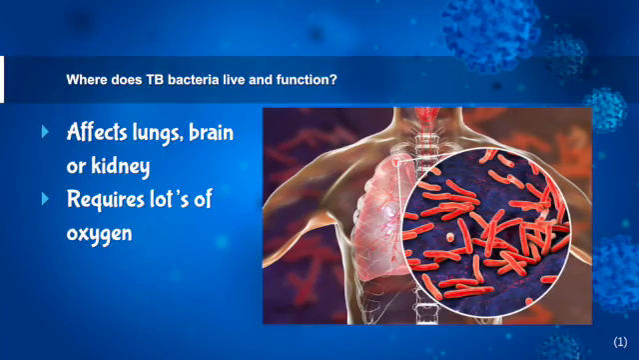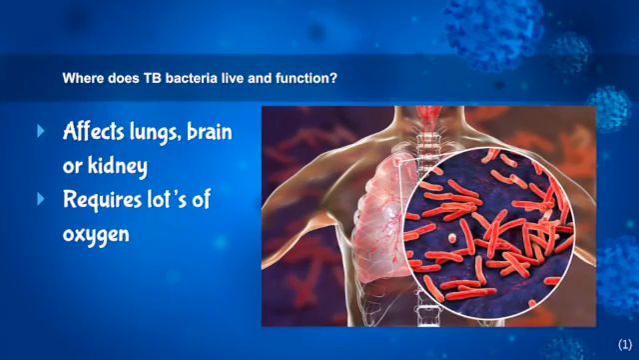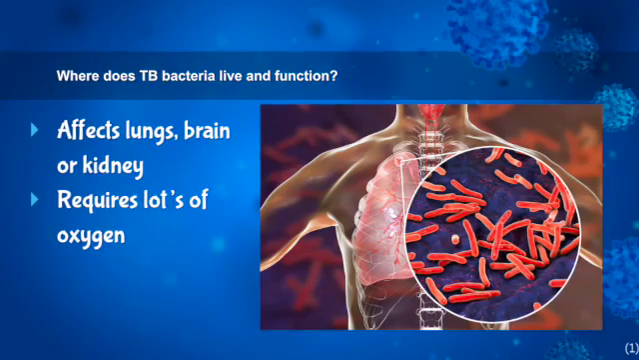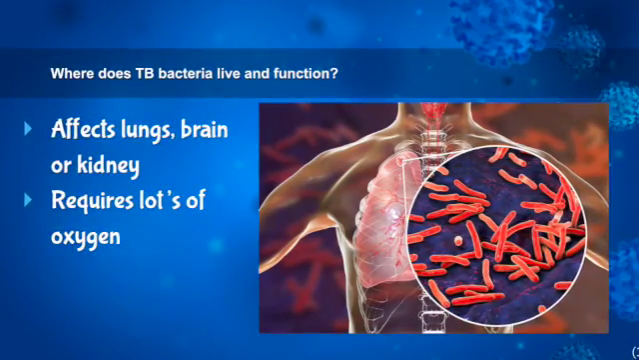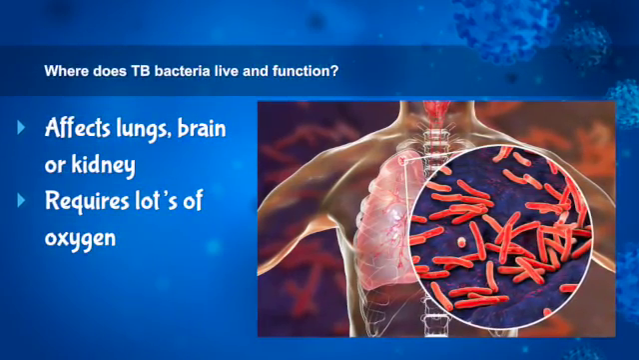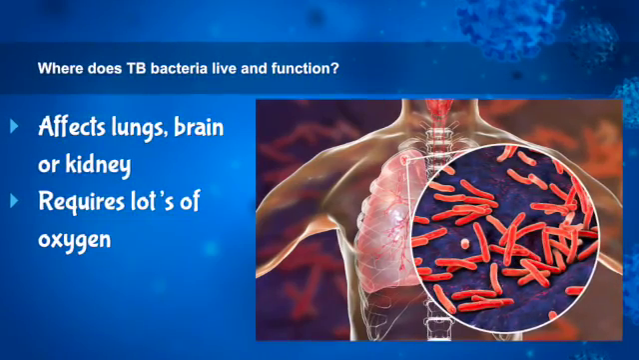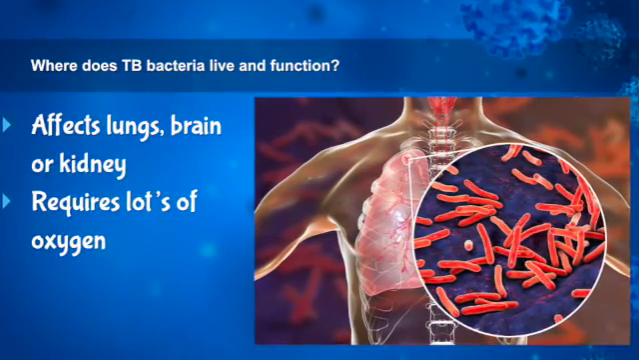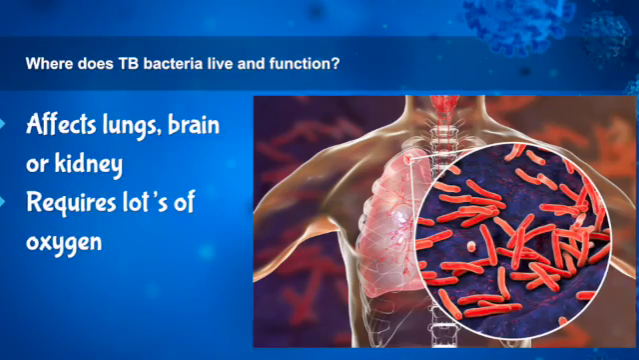So where does TB bacteria live and function? So TB usually affects the lungs, but it can also affect other parts of the body, such as the brain, the kidneys, or the spine. TB disease in the lungs or throat can be infectious. It also needs high amounts of oxygen to survive.